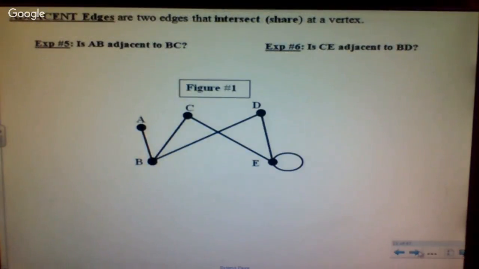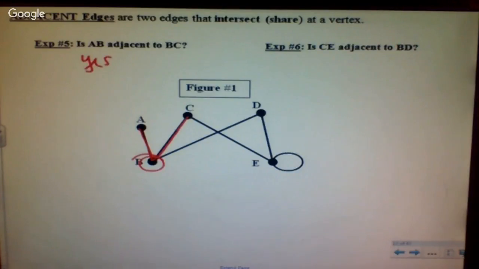Okay. Not only do we have adjacent vertices, we have adjacent edges. These are 2 edges that share a vertex. So something like AB and BC. Something like CE and ED. They share a point in the middle. So example 5 is AB adjacent to BC? Yes. I can go AB, BC. They share this point in common.